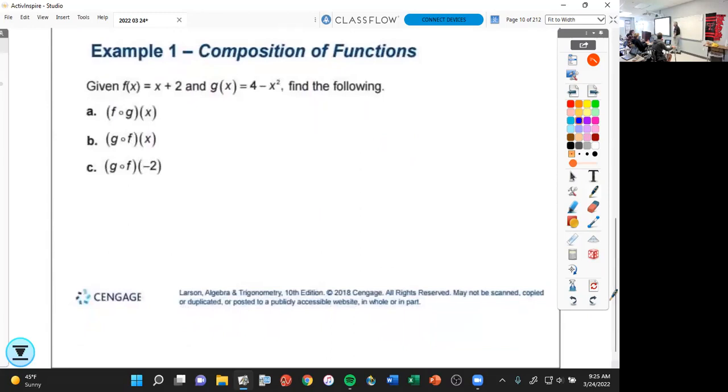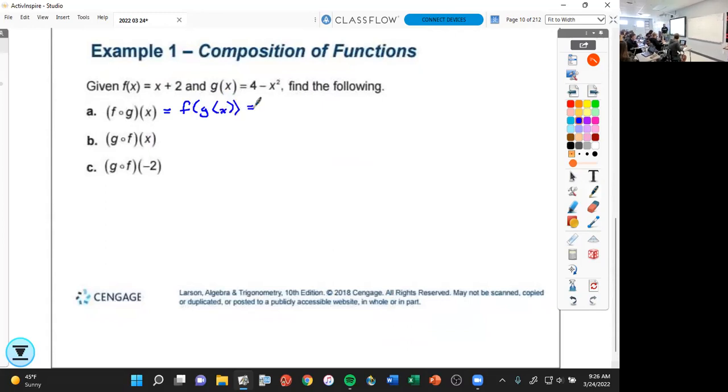Okay, here's three problems. I want to know what f of g of x is. I want to know what g of f of x is. And I want to know what g of f of -2 is. Part A. First thing I would do is rewrite that. F of g of x is f of g of x.